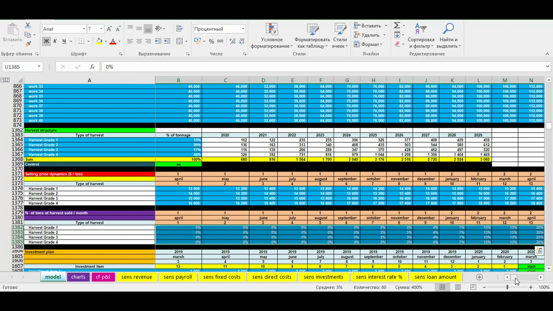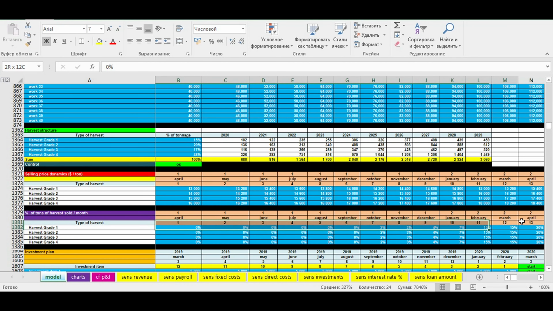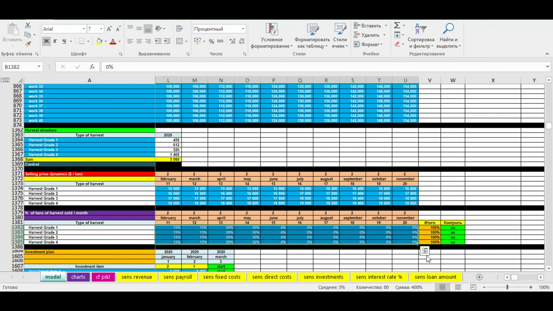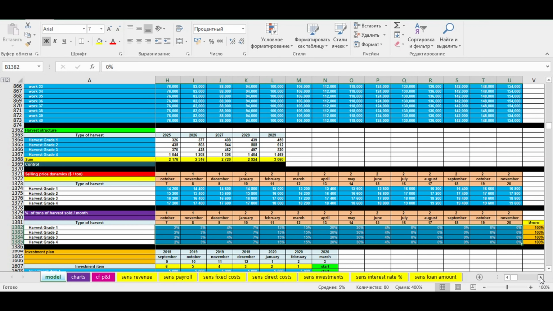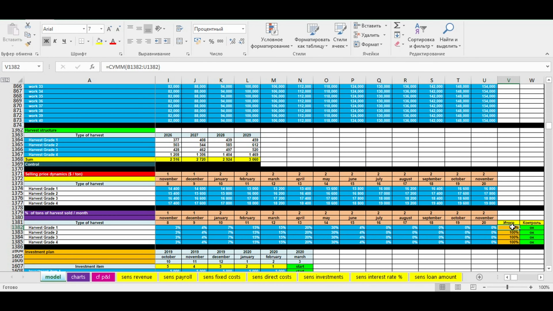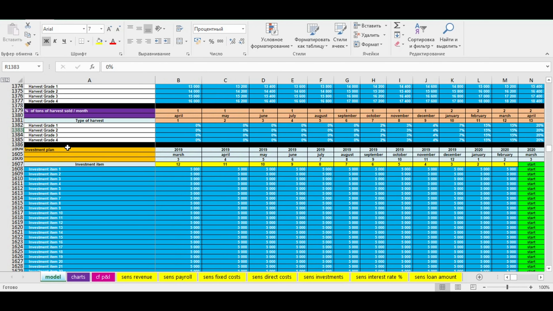In the next table, we specify the selling price dynamic for each harvest grade. Then, we move to enter the percentage of harvest of each grade sold each month during the agricultural cycle. So, at the end of the agricultural cycle, we must get a total of 100% of harvest sold. We also have some control cells which will show you a mistake if you put in the wrong amount of data.